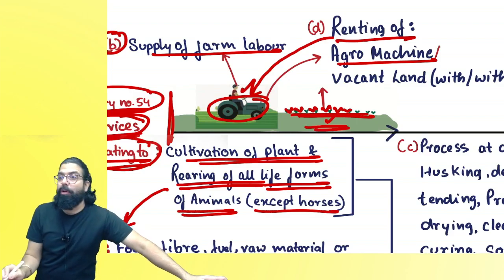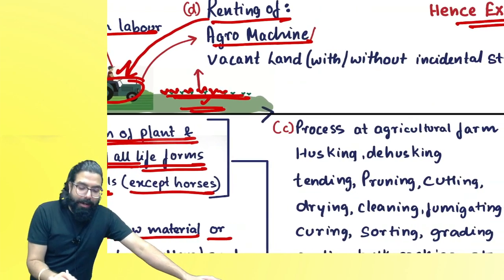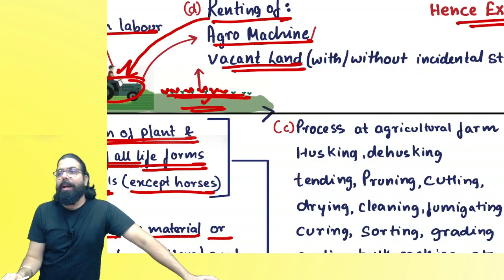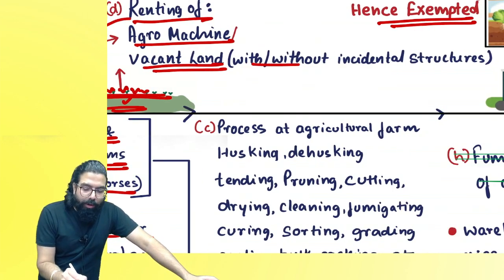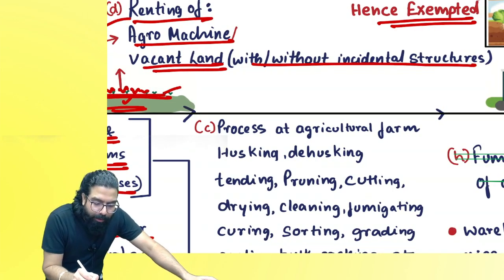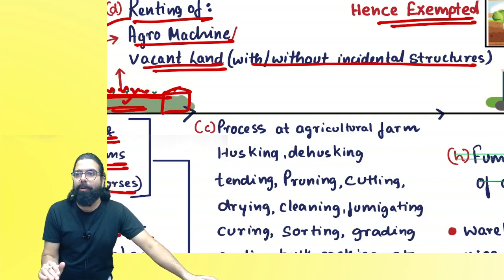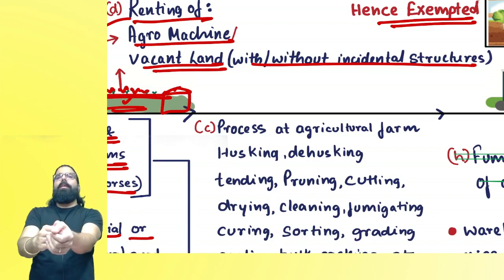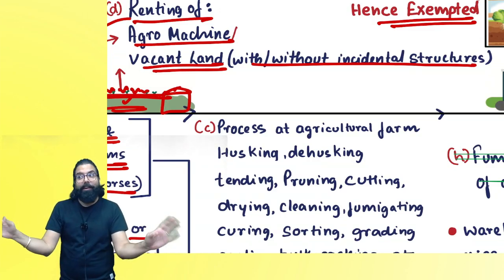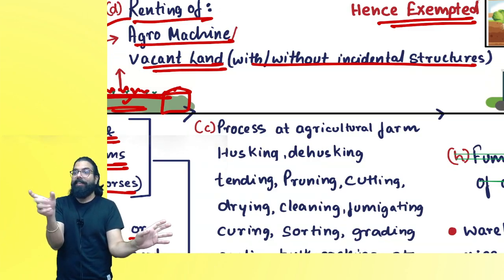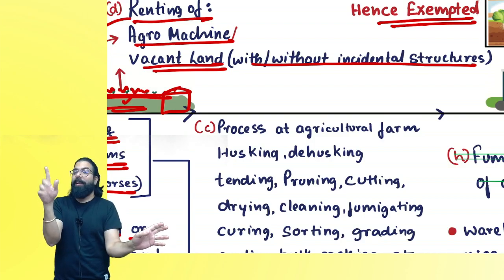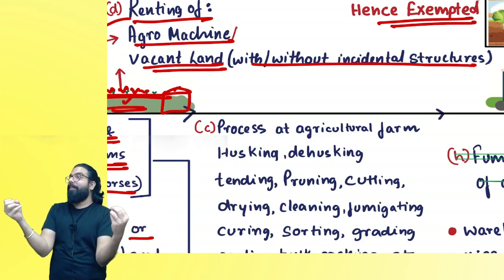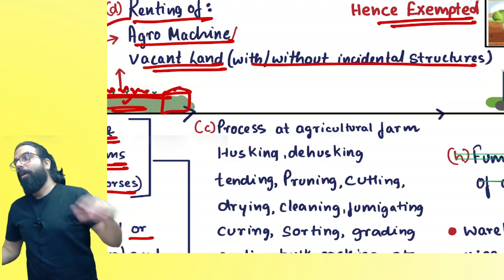I want land also on rent. Government said, if somebody is giving you vacant land for doing agriculture, with or without incidental structure, meaning there might be a small hut to keep agricultural produce, that is also okay. They will not charge you any GST. To do agriculture, I took a land, no GST. I took a tractor, no GST. On the tractor, human labor, no GST. Services for cultivation, agricultural operation, no GST.